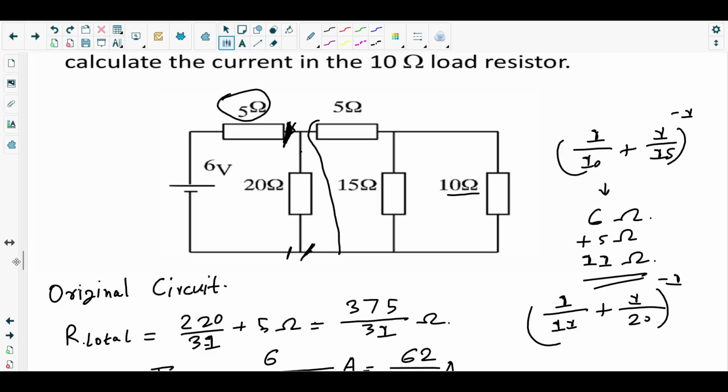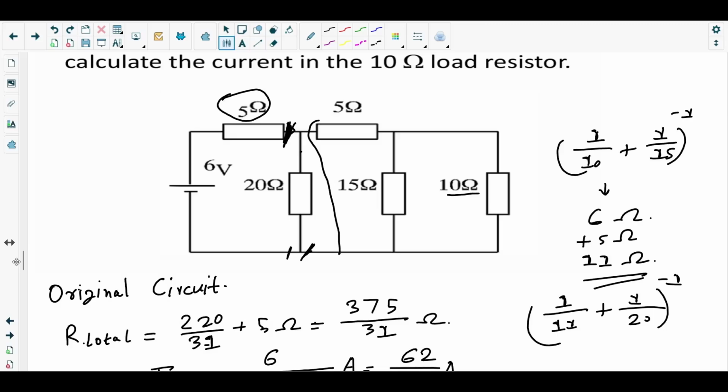From there we can find how much current will flow through the 20 ohm resistor. I20: we know the voltage and the resistance, so we can easily find the current. I equals V over R, V is 88 over 25 over resistance 20. So this is 22 over 125 amps.